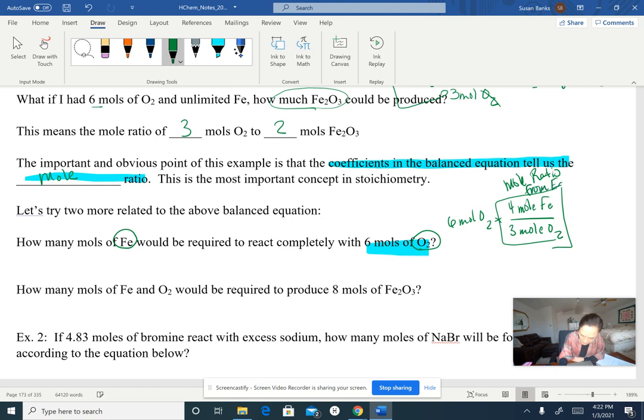From the equation, now my moles of oxygen cancel out, and I'm left with moles of iron, which is what I wanted to know. I want to know how many moles of iron. So let's do the math. 6 times 4 is 24, divided by 3 would give me 8 moles of iron. Oops, I can't write today. So I would be dealing with 8 moles of iron here.